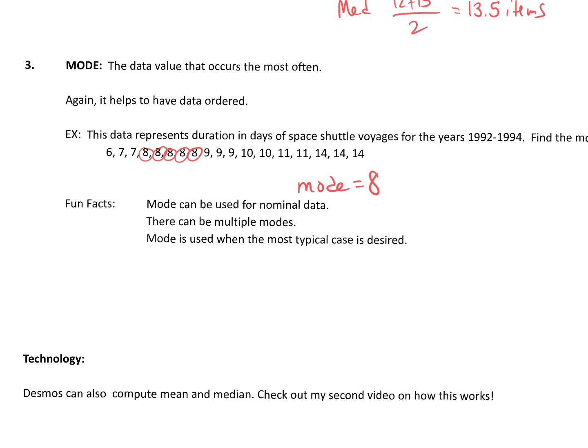When you have multiple numbers that appear, like if I had 5 8s and 5 9s, then we could say they're both modes, or we could say neither are modes. So sometimes we'll say they're bimodal, there are 2 modes, or we'll say there are no modes. It just depends. So mode is the most typical case. This is really, really good for categorical data.